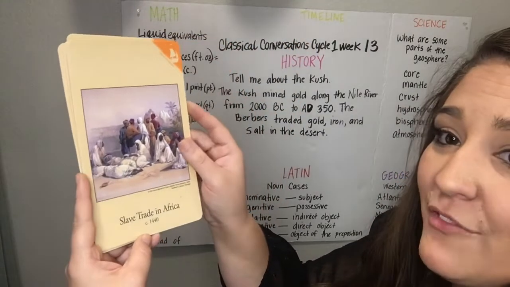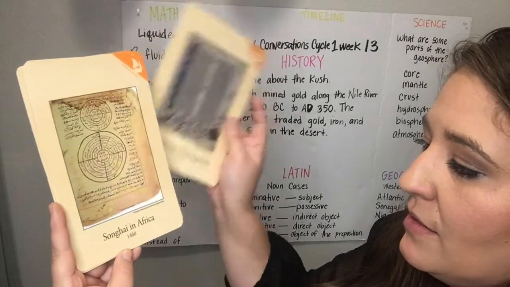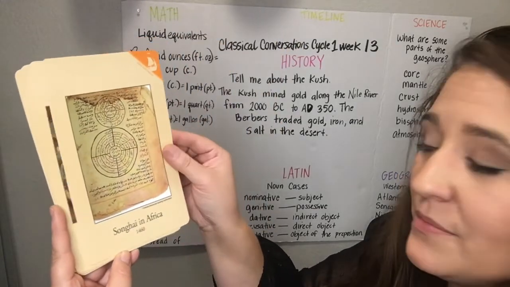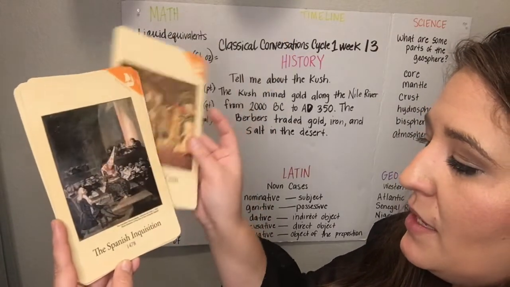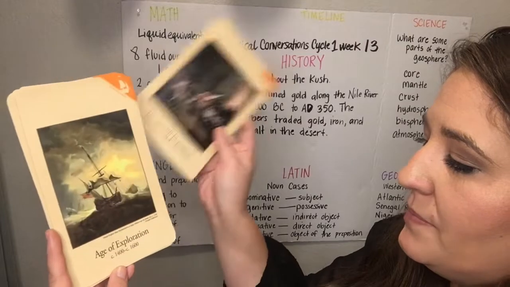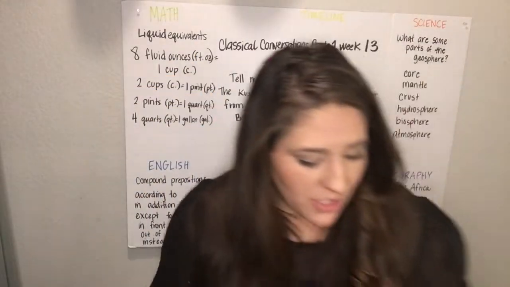Slave trade in Africa. Gutenberg's printing press. Songhai in Africa. Ivan the Great of Russia. The Spanish Inquisition. So let's go ahead and start. I'll show you the movements that we're going to use.